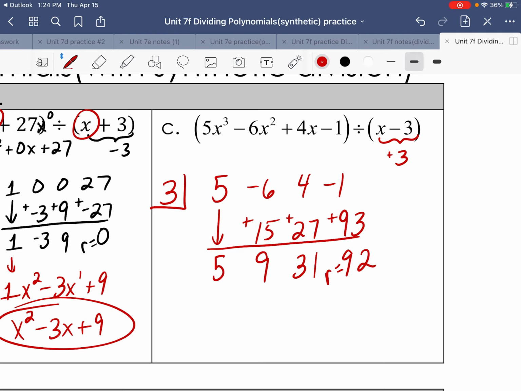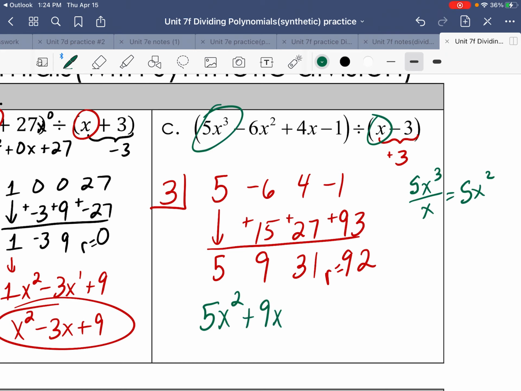Ugh, that's ugly. Whatever. We have 5x cubed divided by x. Ultimately, it's about the exponents, so it'll be 5x squared plus 9x to the first. Remember, the exponents are going to go down by 1. You don't need the 1 there. Plus 31, and that's x to the 0 with a remainder of 92.